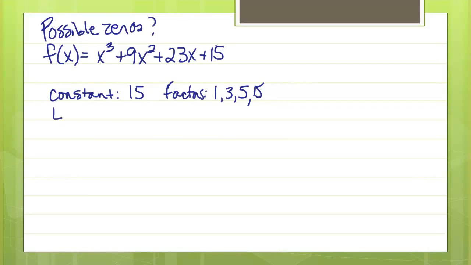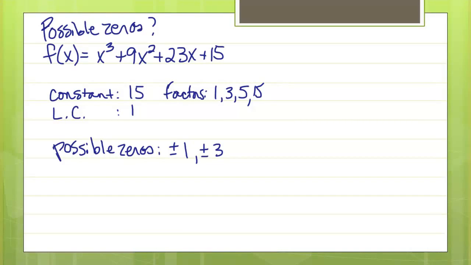And our leading coefficient, thankfully, is 1. So its only factor is 1. So our possible zeros of that function are positive and negative 1, positive and negative 3, positive and negative 5, positive and negative 15. So if the leading coefficient is 1, it's a very short list. It's just the factors of the constant. We love that.